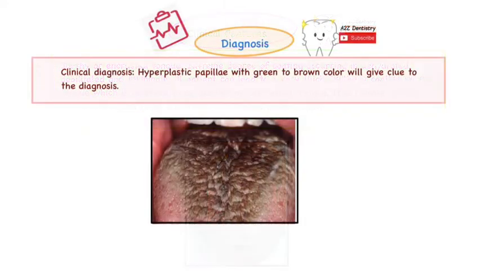Moving on to clinical diagnosis. Now, because of its characteristic appearance, one might easily identify such a lesion. Due to overgrowth of the hyperplastic papillae, there is a characteristic clinical appearance: the papillae will assume a hair-like appearance. Apart from it, there is a characteristic coloration, that is, it might appear brown or blackish in color. So one can easily differentiate between any other lesion and hairy tongue.